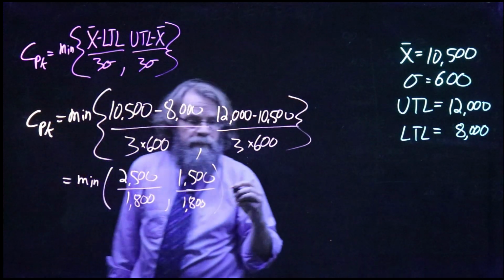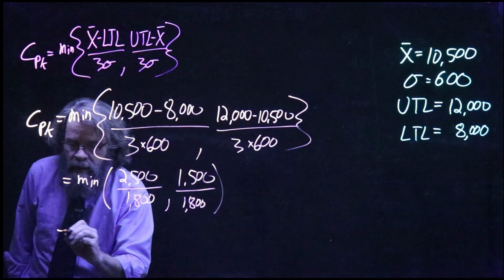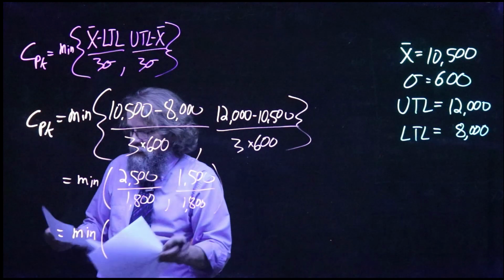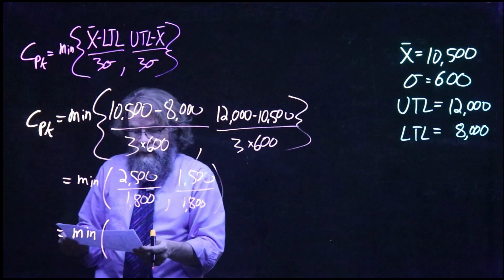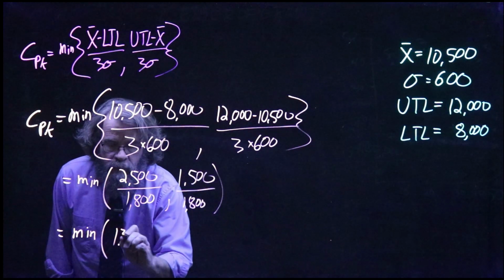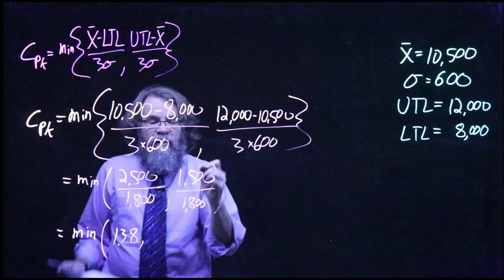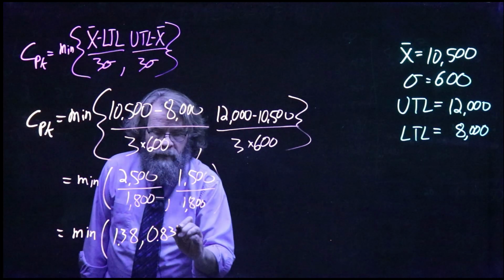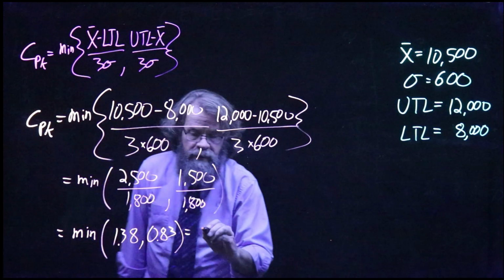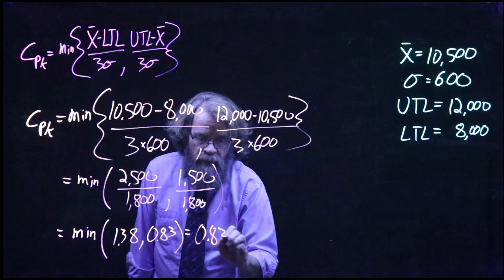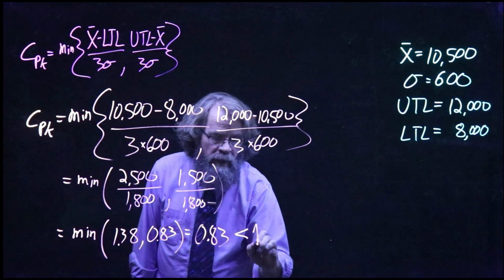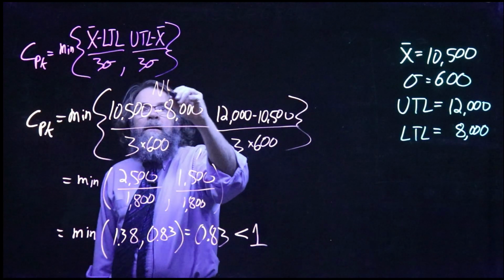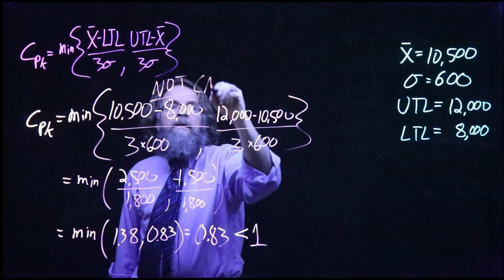So we'll say it's equal to the minimum of 2,500 divided by 1,800 is 1.38, and 1,500 divided by 1,800 is 0.83. So the minimum of those is obviously 0.83, and that is less than 1. So we're going to say the process is not capable.